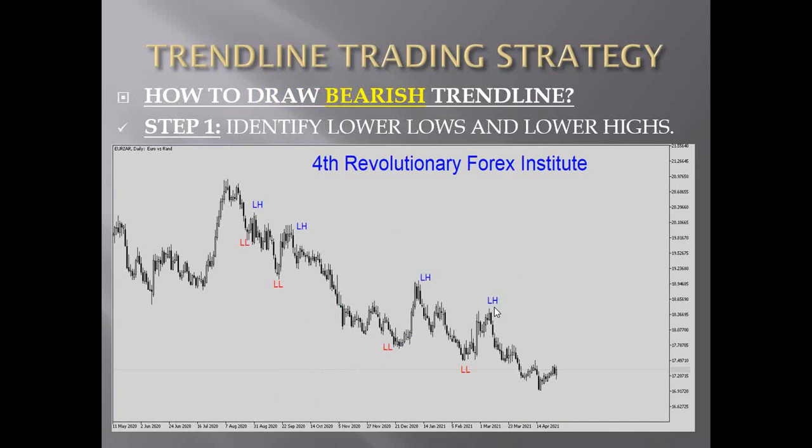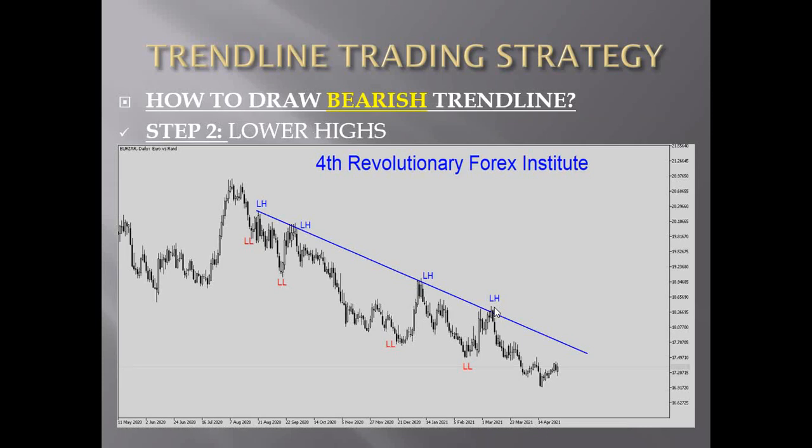Then you will see that no, this chart is moving downward because you were able to identify the lower lows and then the lower highs. And then secondly, you need to connect the lower highs. Okay, so those are the steps that you need to follow.